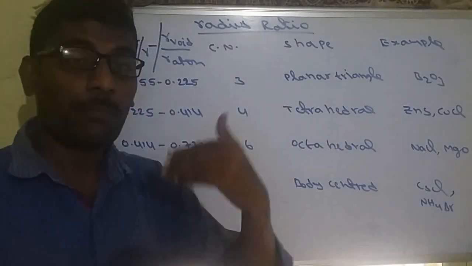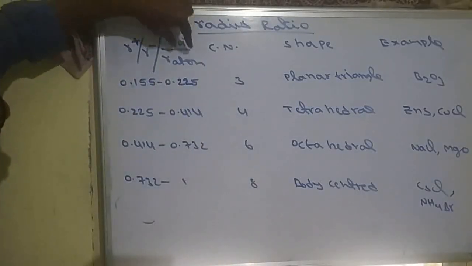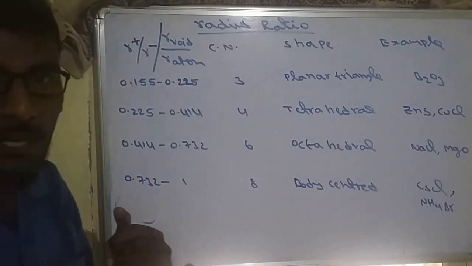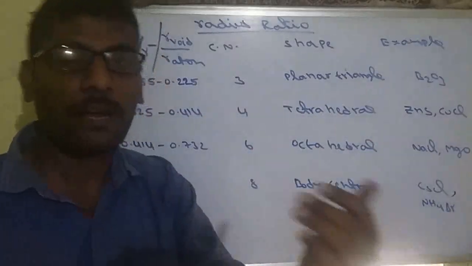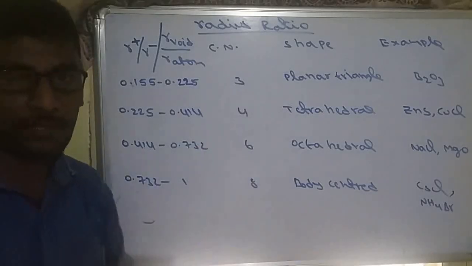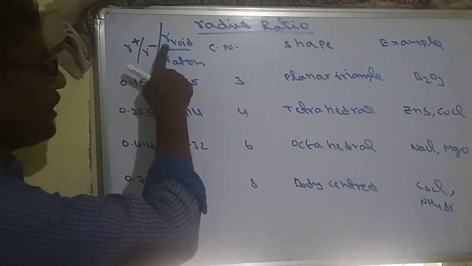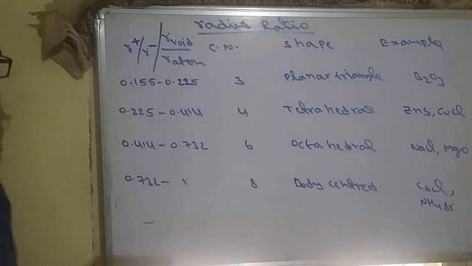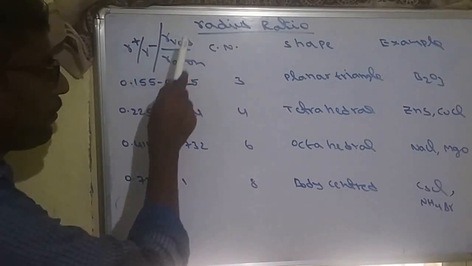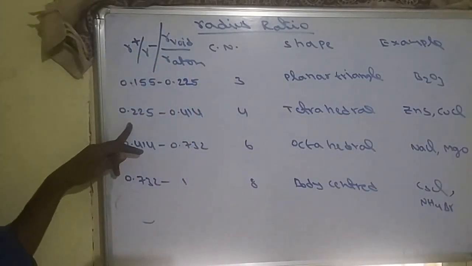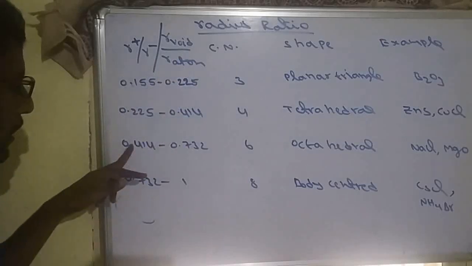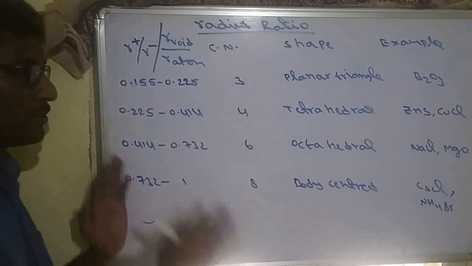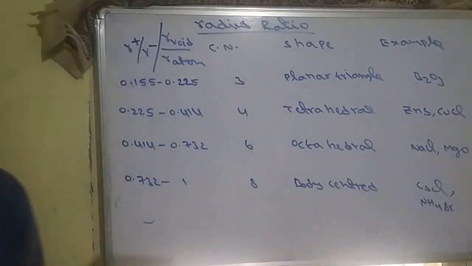This is the coordination number, this is the shape. Sometimes they will ask radius of void by radius of atom. The voids were already told. Triangle voids are there, tetrahedral voids are there, octahedral voids are there. So whichever void they are asking, we can use that value. The radius of triangle void by radius of atom will be 0.155. Radius of tetrahedral void by radius of atom will be 0.225. Radius of octahedral void by radius of atom will be 0.414. Always we use minimum values. So this radius ratio table is also very important.